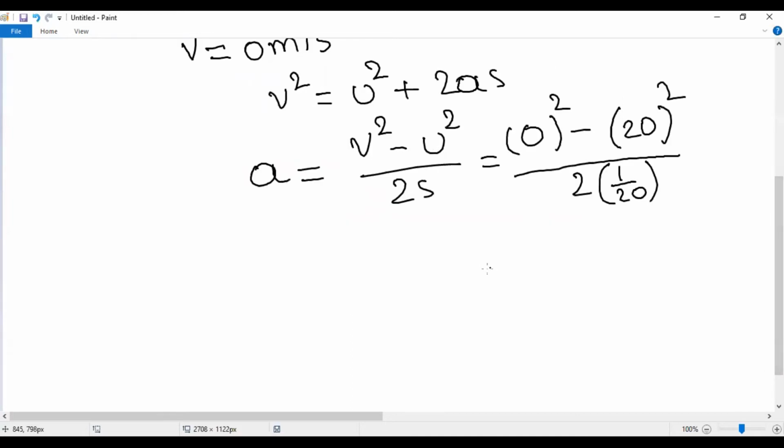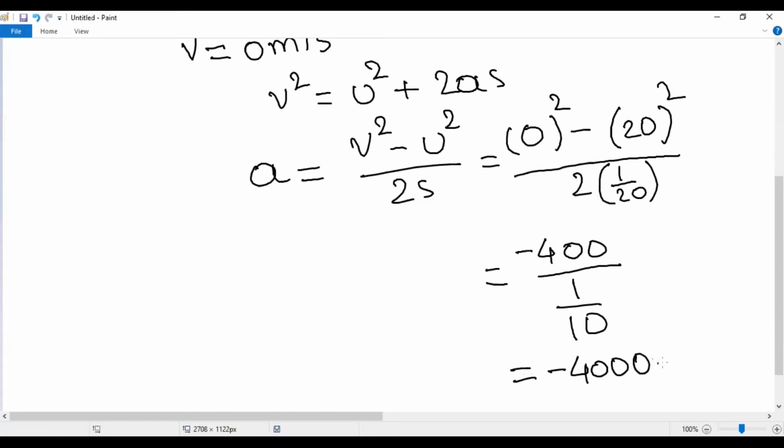So the value of the acceleration will come in minus, because the acceleration is in the opposite direction of the velocity. As we have discussed earlier, acceleration is a vector quantity, so it has direction. Okay, so we have to always keep that in mind, and it will be minus 400 by 1 by 10, that is minus 4000 meter per second square. So this is the answer of our second problem.